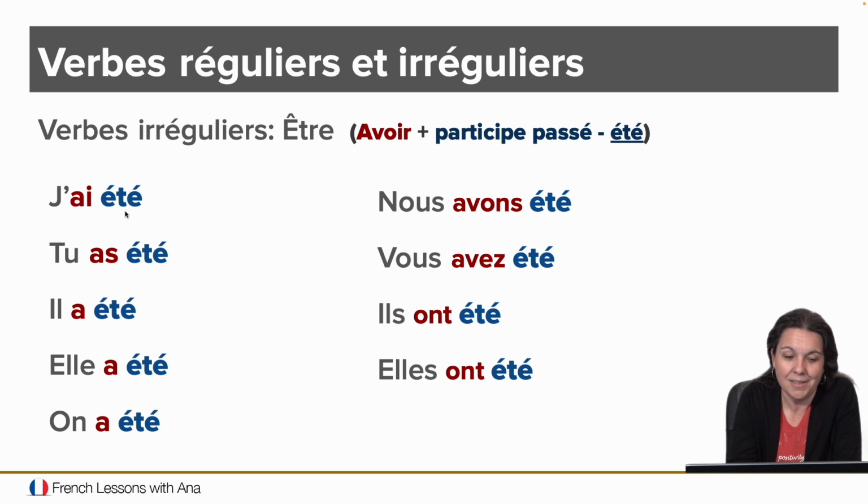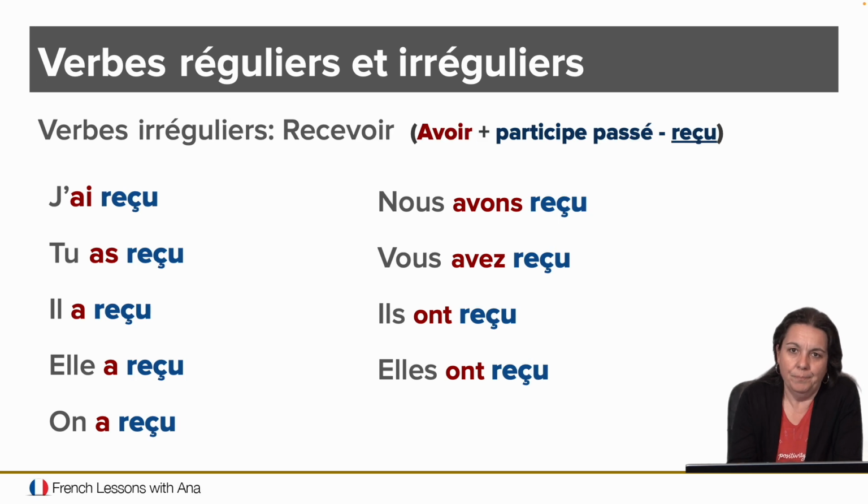J'ai été, I was. Tu as été, you were. Notice how in English it's also an irregular verb. I was, you were, he and she was, etc. Okay, so il a été, he was. Elle a été, she was. On a été, we were. Nous avons été, we were again. Vous avez été, you were. Ils ont été, that means they, masculine form, were. Elles ont été, plural form of feminine, they. Okay, elles ont été. Again, verb avoir in the present tense, change the verb être to été, participe passé.